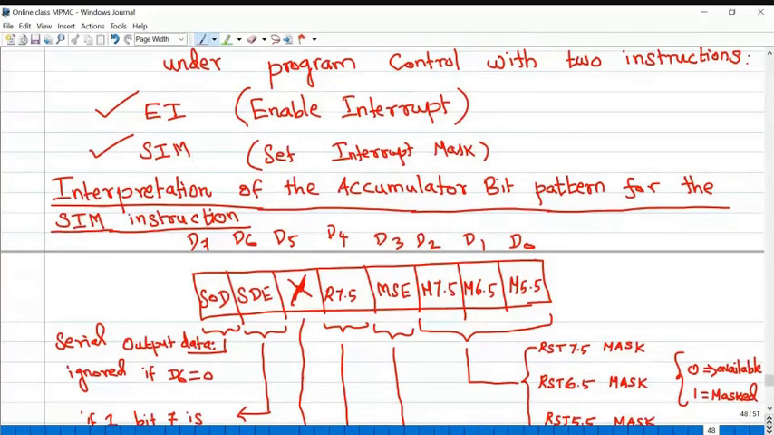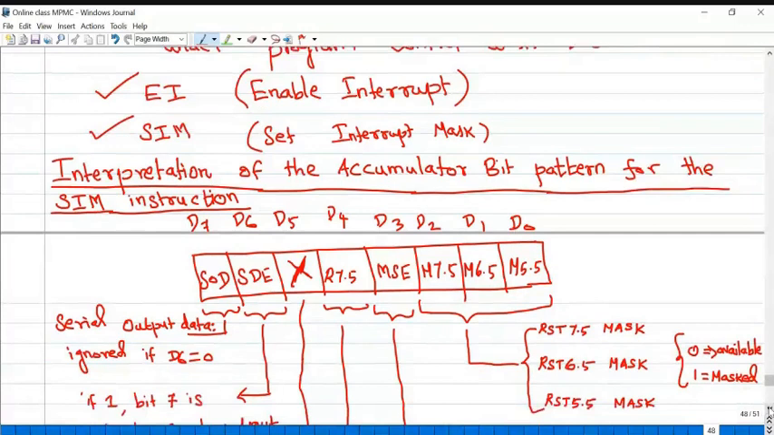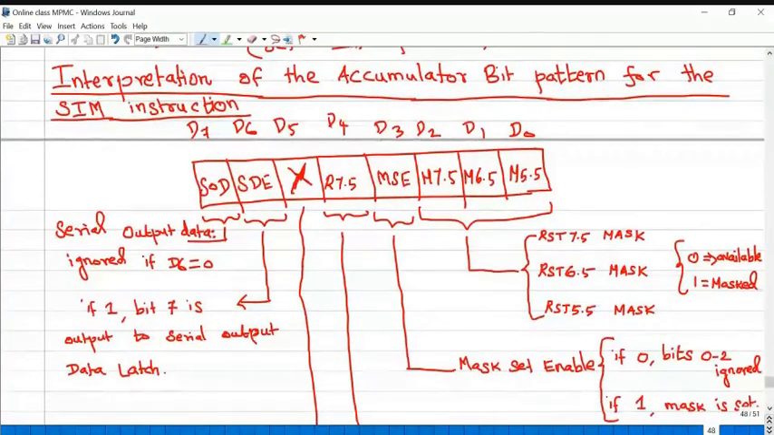So what is the interpretation of the accumulator bit pattern for the SIM instruction? The accumulator is an 8-bit register, D0 to D7. The first three bits, D0, D1, D2: if you want to mask restart 5.5, then D0 should be 1. D0 equal to 1 means RST 5.5 is masked. If D1 equal to 1, RST 6.5 is masked. D2 equal to 1 means RST 7.5 is masked.